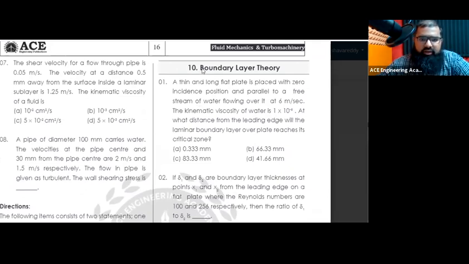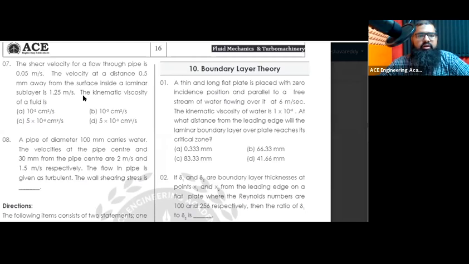If you want, you can take a snapshot quickly of this question number 7 and question number 8. Both of them are worth 2 marks. This is there in your book. Question number 7 and question number 8, you can take a snapshot if you want.